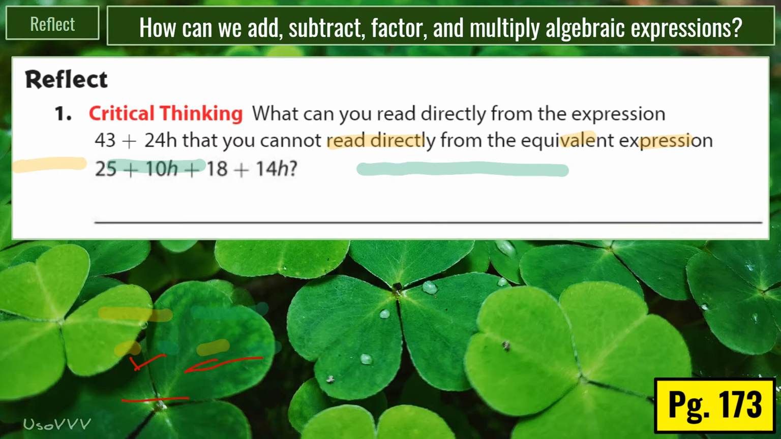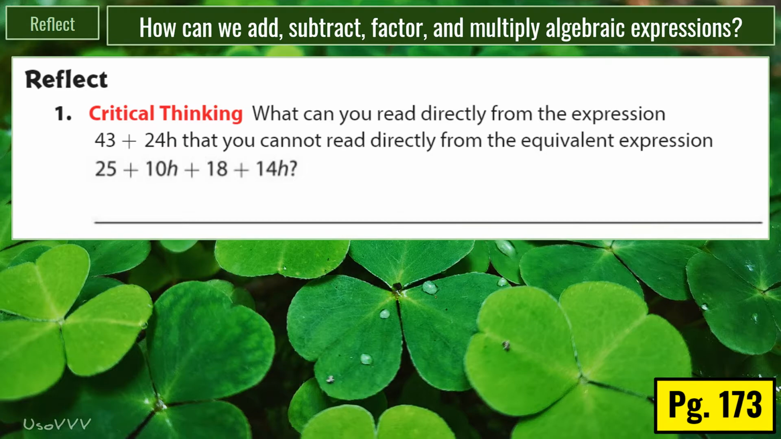Which leads us nicely into our important question here. What can we read directly from the expression 43 plus 24h that we cannot read directly from the equivalent expression 25 plus 10h plus 18 plus 14h?